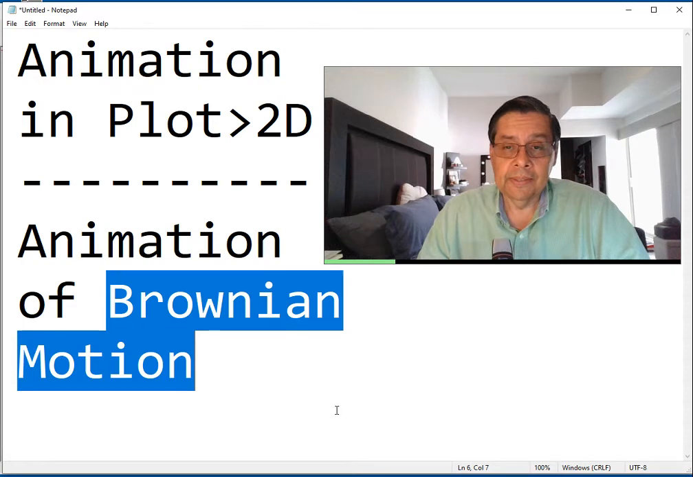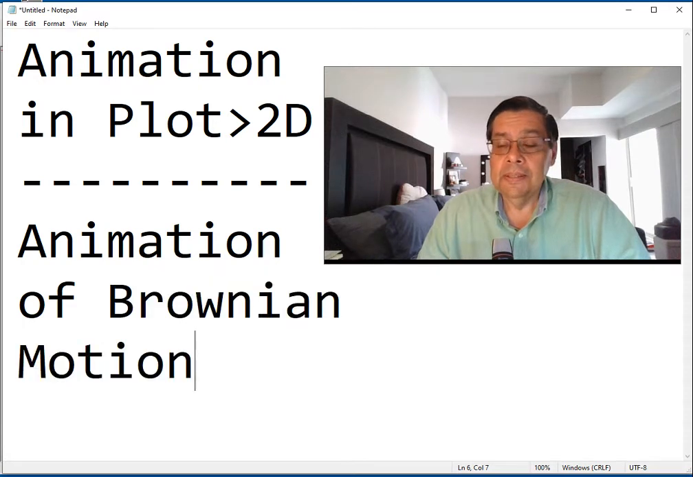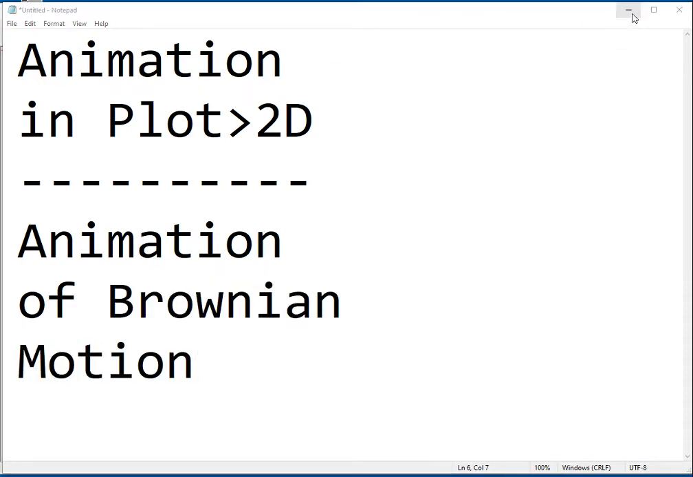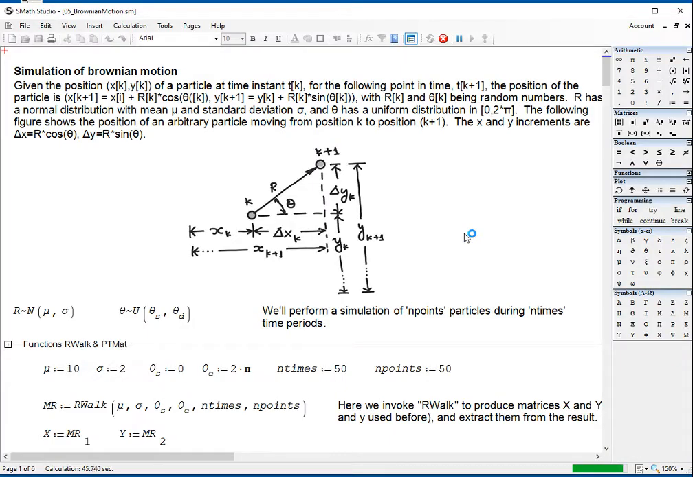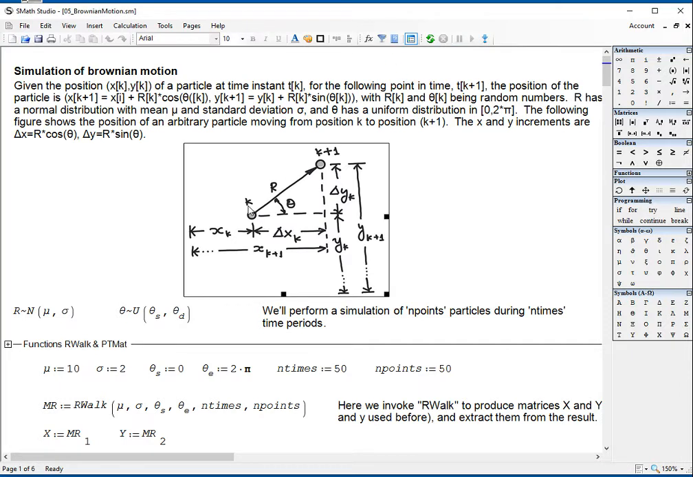And so we're going to use the plug-in statistical tools to produce random numbers to simulate the motion. Suppose that we have a particle. This is represented by those little circles in there. And that particle at time k is located at this point, whose coordinates are xk and yk.